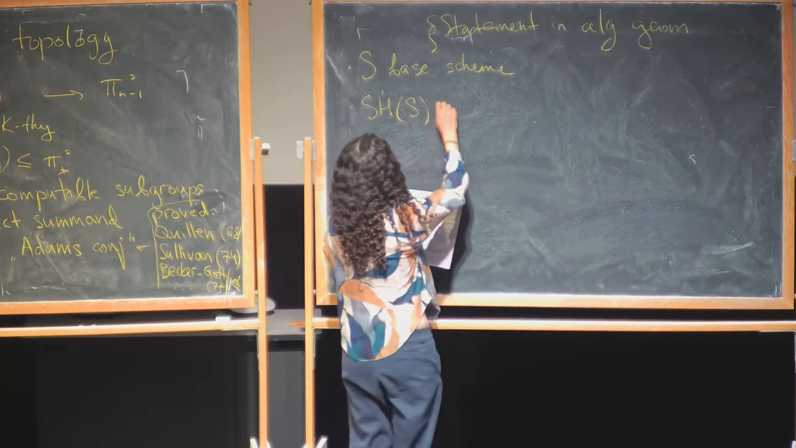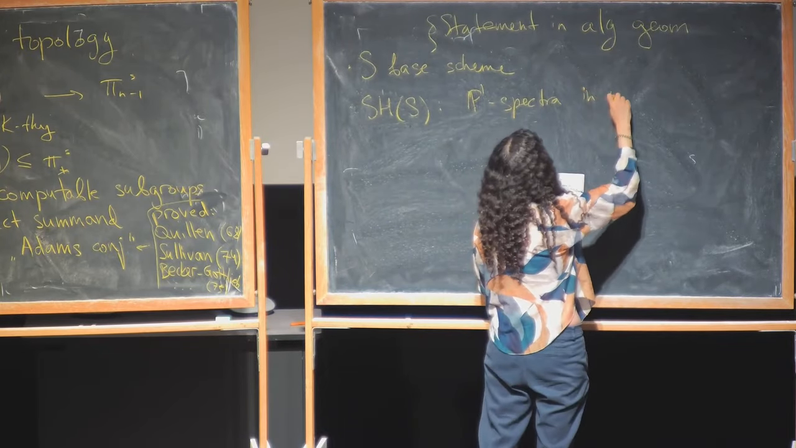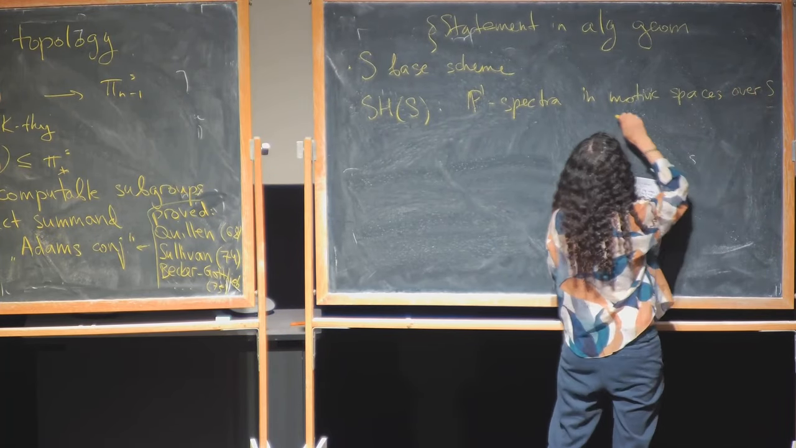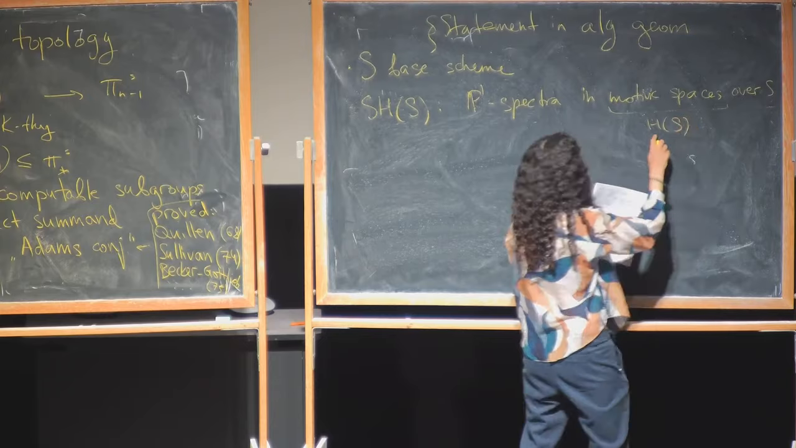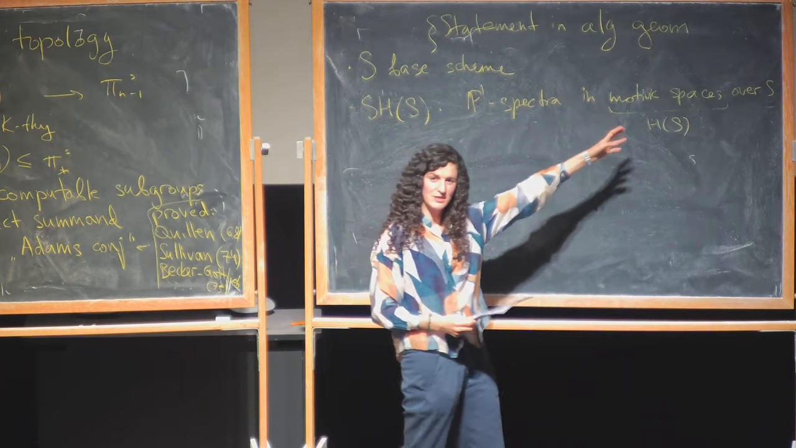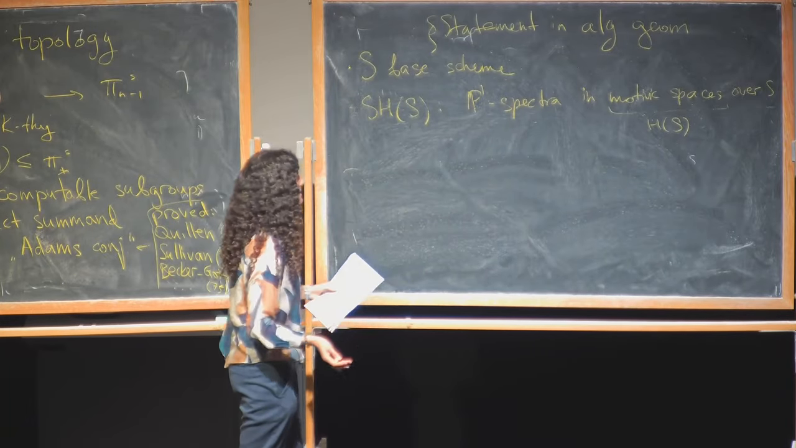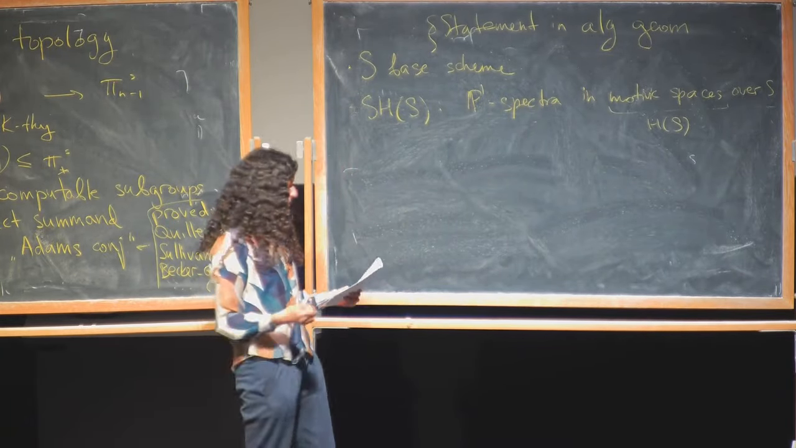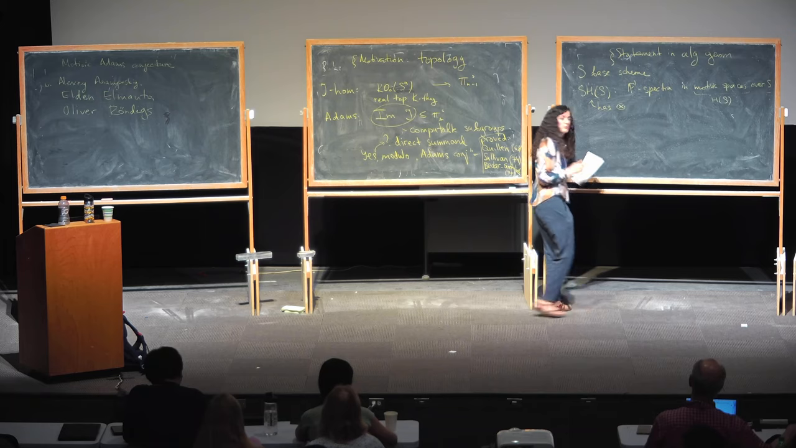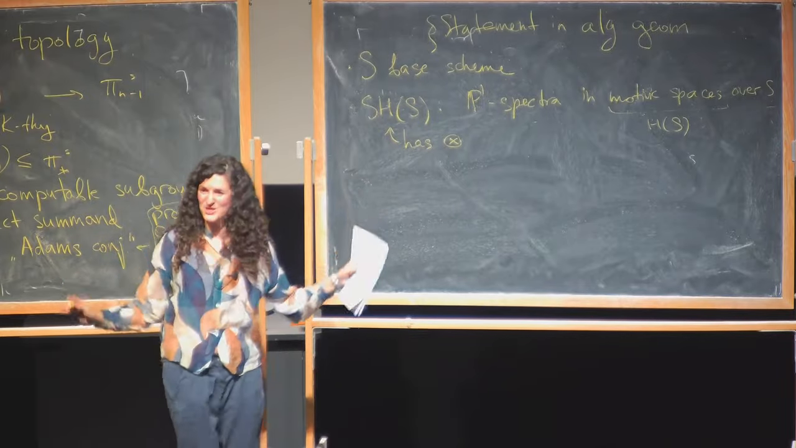So let me just remind that these were P1 spectra in Motivic spaces over S. And this category is denoted H of S, the unstable homotopy category of S. These are A1 homotopy invariant sheaves of spaces on smooth schemes over S. And importantly, this is not just a category. It has a symmetric monoidal structure induced by the smash product of spaces. OK, so this is the abstract playground in which the story will happen.